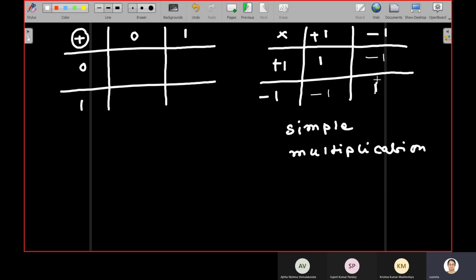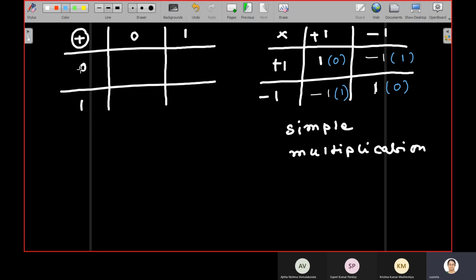Now we know that if we want to go for 0-1 representation, we need to replace 1 with 0, -1 with 1, and this is what we should get if we are doing modulo 2 sum, correct? So let's see if we are getting that.